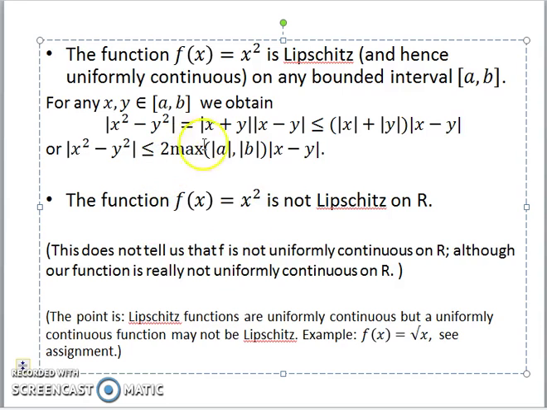We also know that this function is not uniformly continuous on R, but the function being not Lipschitz does not imply that f is not uniformly continuous. Our point being, Lipschitz functions are uniformly continuous, but a uniformly continuous function may not be Lipschitz. Here's an example: f of x equal to square root of x. See assignment.